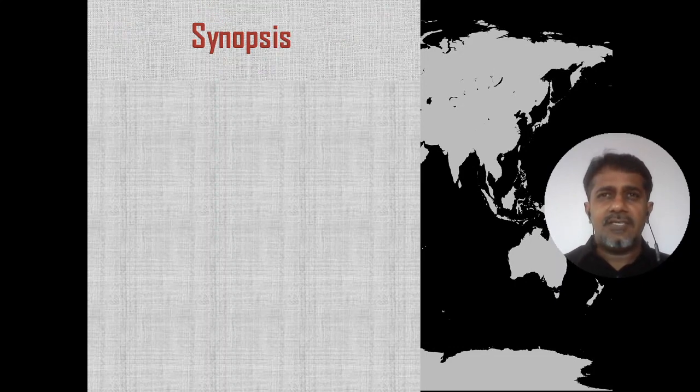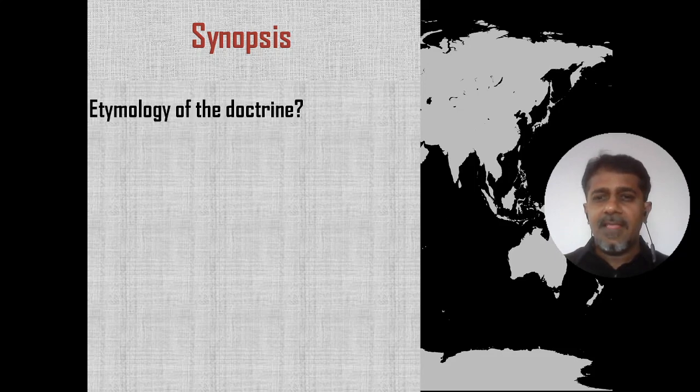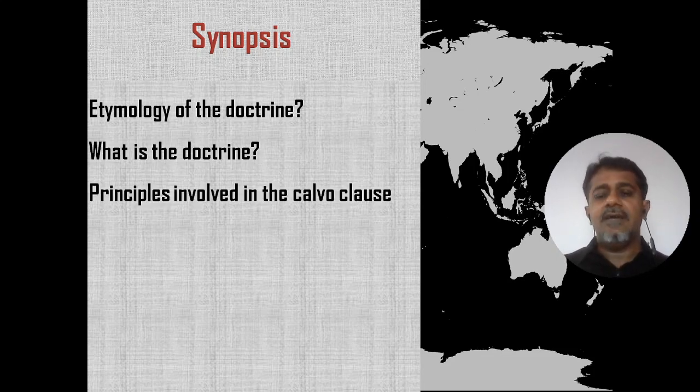So, a synopsis as far as the Calvo clause is concerned, as they will be asking it as a short notes question, these are a few important explanations we are supposed to write whenever this question is asked. First is the etymology of this doctrine, why the term Calvo has come for this principle of law. Further, what the doctrine is all about, what it tells, what it implies, will also be studied, and further, the principles involved in the Calvo clause, what are the bases to assert this principle, why this has to be done like this.